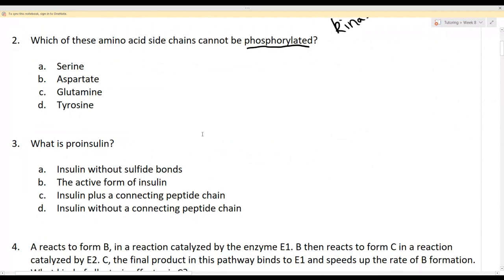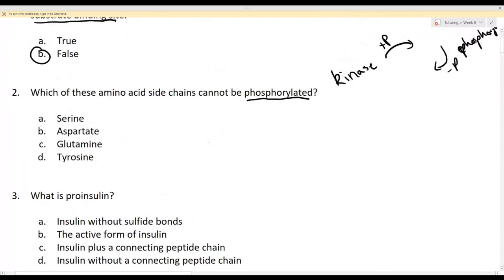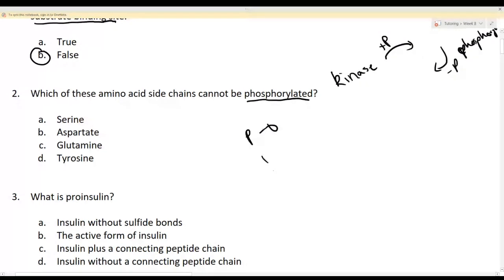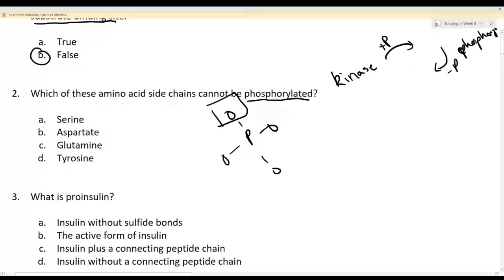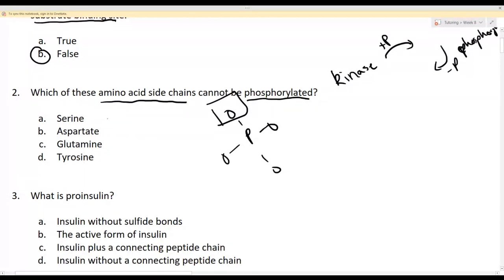So one thing that I like to do is draw the structure that I'm dealing with. So I know that phosphate is PO4. And there are some double bonds, there are some negative charges, but the real important thing that I want to highlight is we're dealing with oxygens, okay? And that's the giveaway for how we can figure out which amino acid side chain could be phosphorylated.